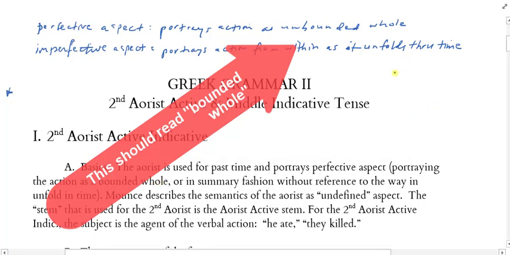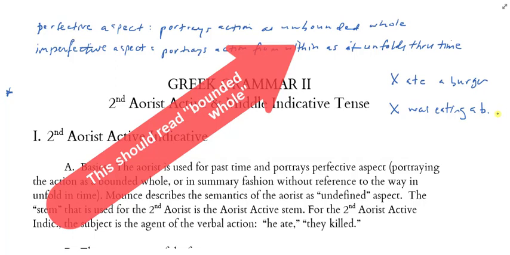Let me give you two examples here. X ate a burger, and X was eating a burger. Okay? We would say that the first sentence is indicating perfective aspect. It's viewing this process of eating really not as a process, but looking at it as a whole action. It's portraying it as a complete action without respect to its beginning or its end, or any procedural characteristics that may have been going on within the action as it was unfolding. We're just thinking about the action in terms of kind of a summary statement of it. That's perfective aspect.